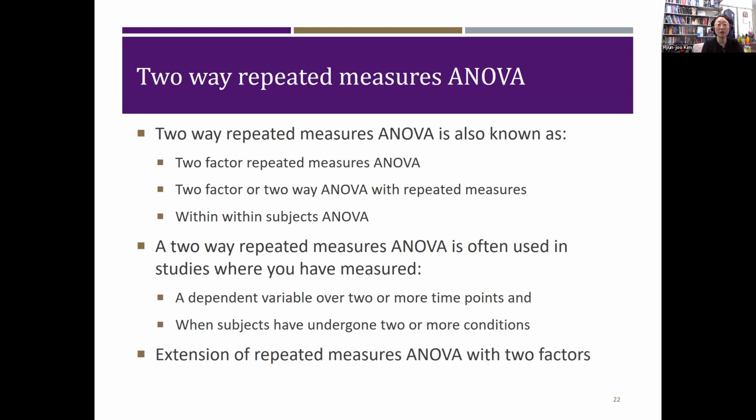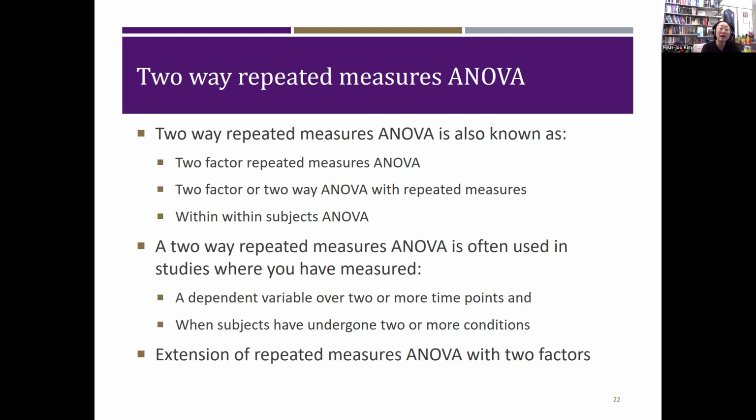A two-way repeated measure ANOVA is often used in studies where you have measured a dependent variable over time, or two or more time points. In this case, the time is one of the factors. Also, when subjects have undergone two or more conditions, where each of the conditions are the factors.